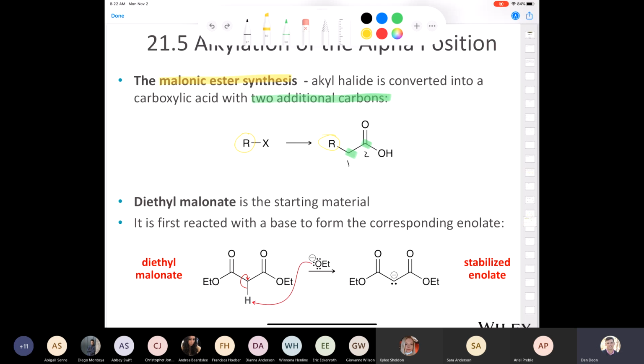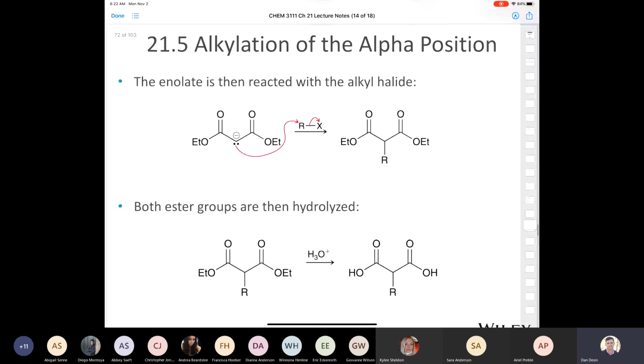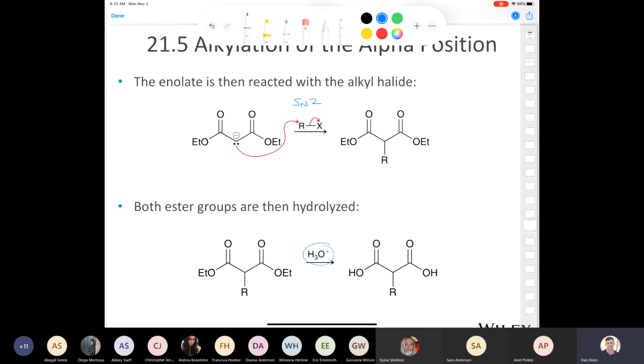Now, you could already see what's going on here. We have this doubly stabilized enolate, and we're going to react that with what? An electrophile. So let's take a look at what that appears like over here. We take that enolate, we treat it with the alkyl halide. You can clearly see that this is nothing more than just a plain old everyday SN2 reaction. And then after that, you treat it with acid. Now remember, when you take an ester and you treat it with aqueous acid, that produces a carboxylic acid. This is nothing more than the acid catalyzed hydrolysis of an ester.